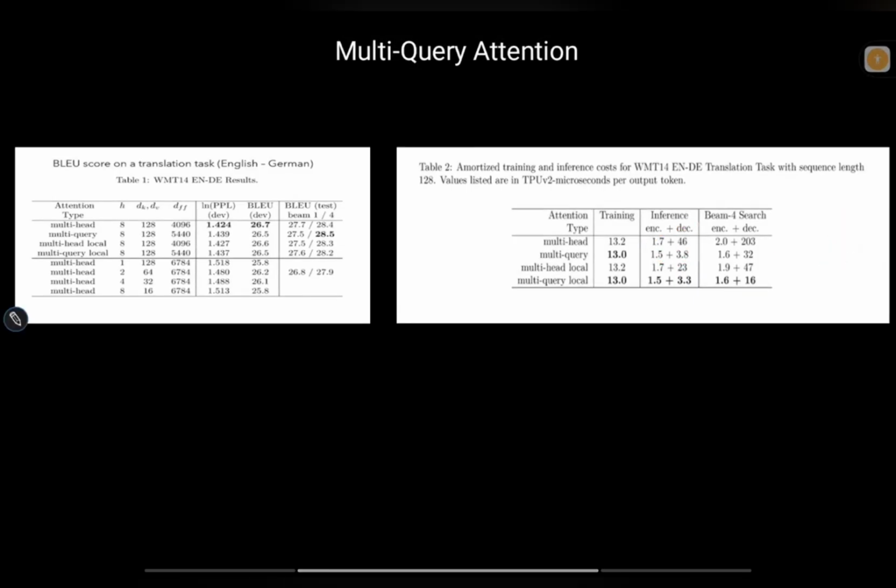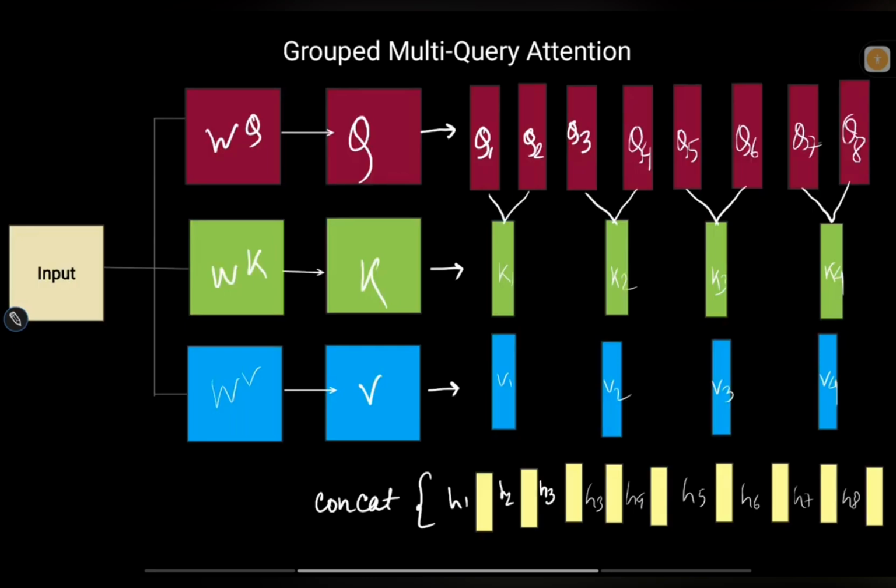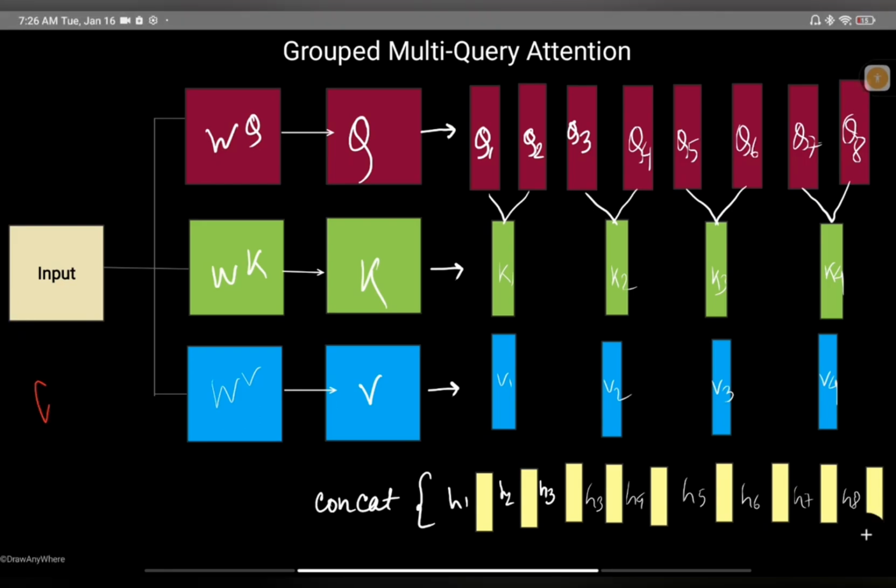Now let's talk about what grouped query attention, or grouped multi-query attention, is. We have the input, then we get the Q, K, V matrices, and we split the Q into different heads. In this example also our number of heads equals 8, so we split the Q matrices into Q1 to Q8. Now instead of having only one K and one V, we are using 4 K matrices and 4 V matrices.